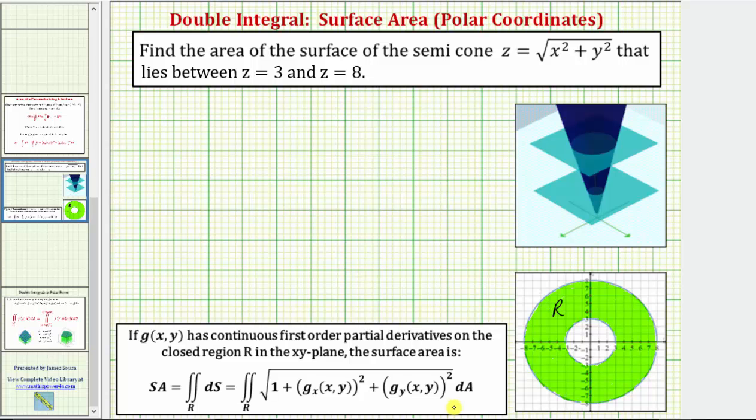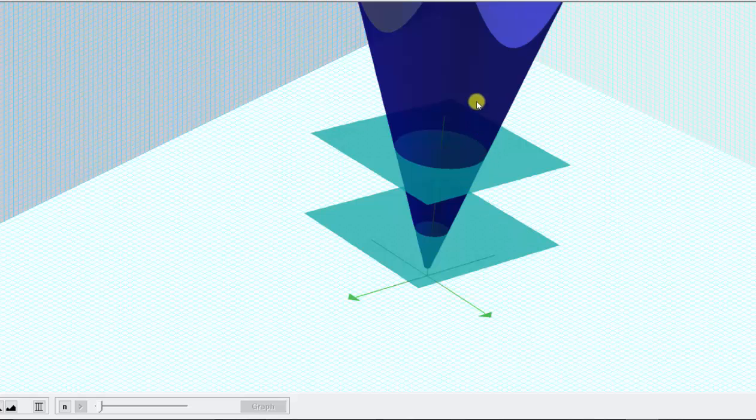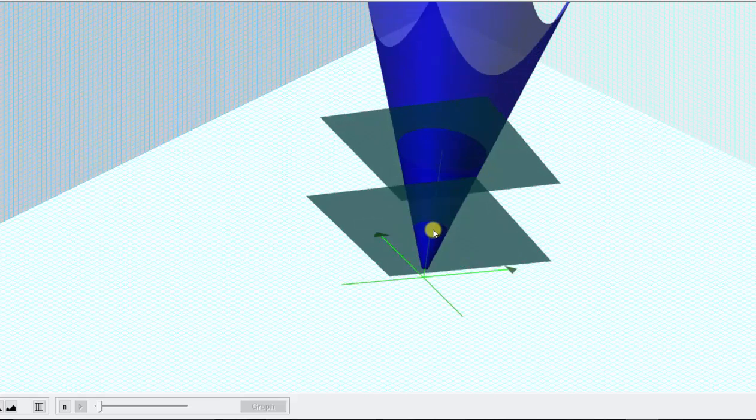Before we set up this double integral, though, let's look at this graph in 3 dimensions. The semicone is graphed in blue, the lower plane is z equals 3, and this plane is z equals 8. Our goal is to find the surface area of the cone that lies between these two planes.